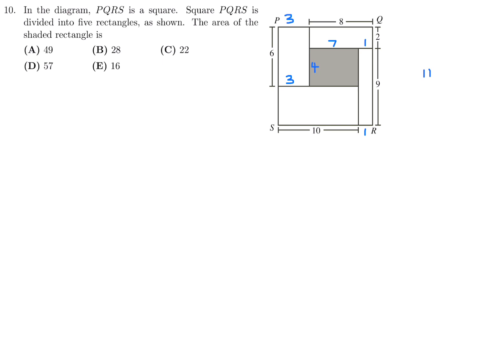And that's it. That's all we need to calculate the area of the shaded region. Area of the shaded region is just length times width, so that's going to be 7 times 4, and that is 28. So number 10, the answer is B.